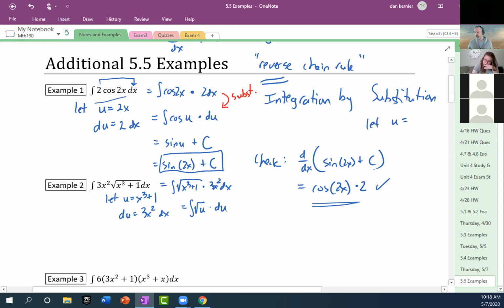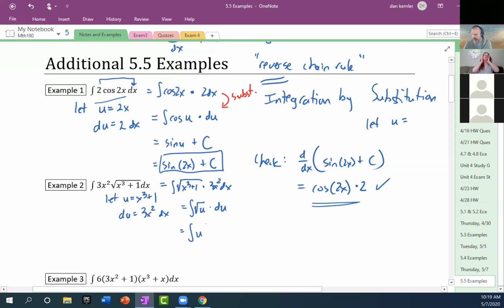So substitution should lead you to a simpler integral. That's the goal of it. Look at that first integral. I don't know how to do that in my head. Integral of 3x squared times the square root of x cubed plus 1. Are you kidding me? But now, after I do this substitution, it looks way more manageable. And that's the goal of this strategy.